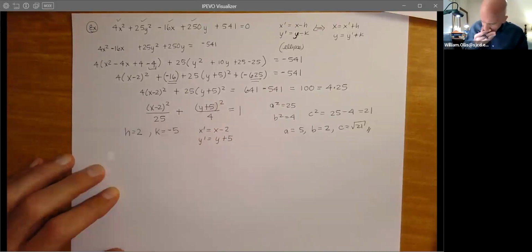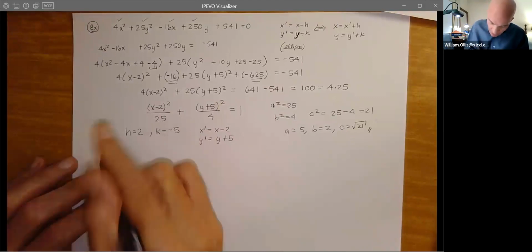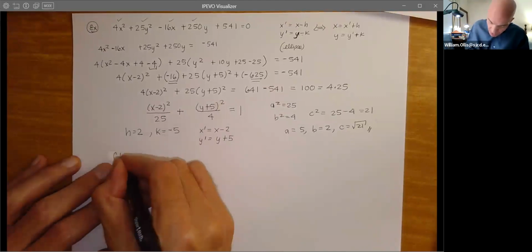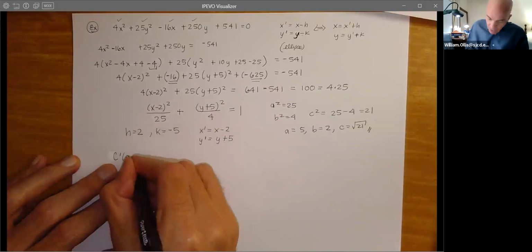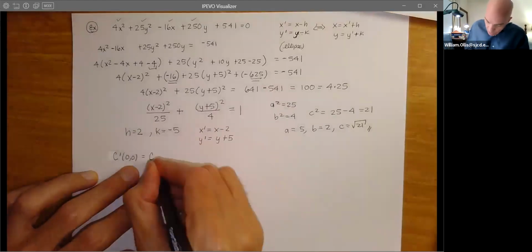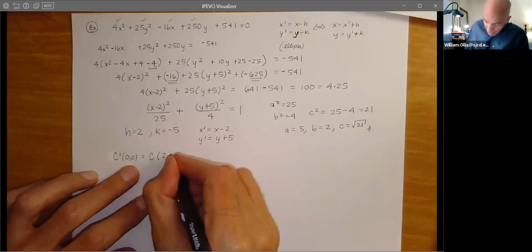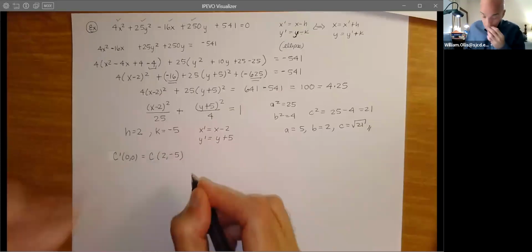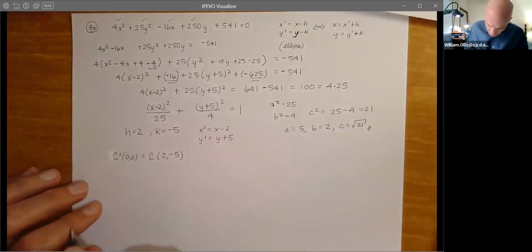I think this was the notation that I used before. So the old center, or the new center in the new coordinate system, would just be this: center (2, -5). It's like the center of the circle, but it's not quite a circle. And then let's see, we need the vertices.